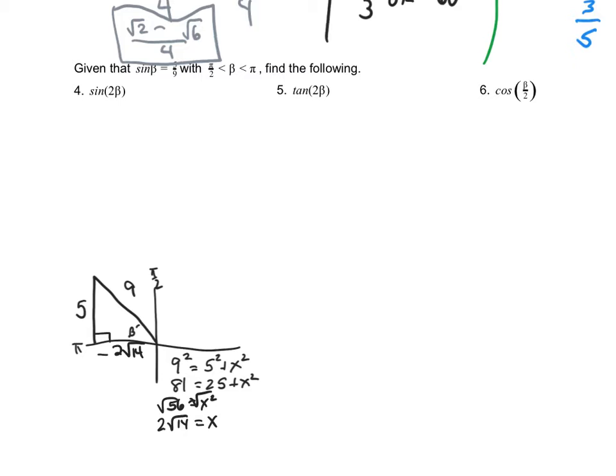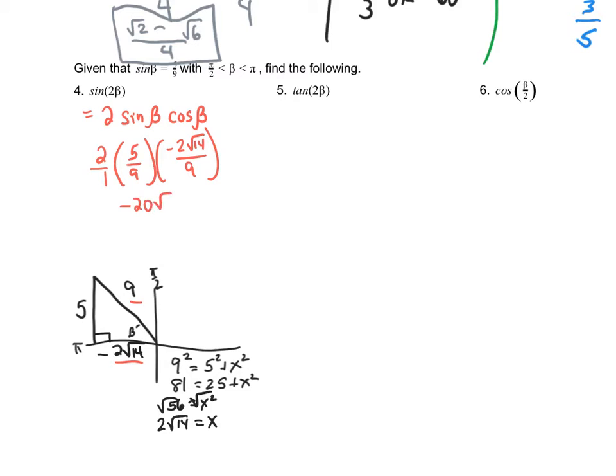problems. For example, the first one says, what is the sine of 2 beta? Well, from my formula sheet, it says the sine of 2 beta is 2 times the sine of beta times the cosine of beta. Well, I know the sine of beta is 5/9, and I know the cosine of beta is adjacent over hypotenuse, so that's going to be negative 2 radical 14 over 9. And then this is 2 over 1. You can just multiply the tops and bottoms. So that's going to be negative 20 radical 14 all over 81. So the key thing is to set up a triangle and then use your formulas.